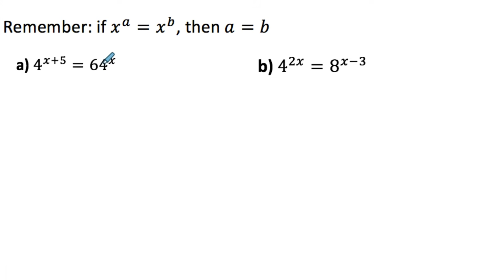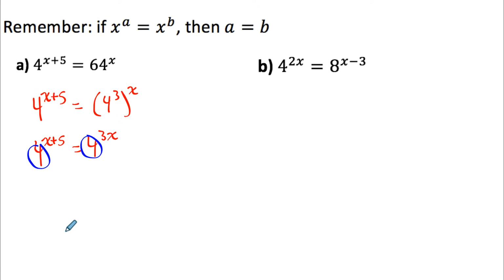Well, 64 I could actually rewrite as a base 4 power. 64 is 4 cubed, so I'll change the 64 to 4 cubed. And now I'll use my exponent rule that tells me if I have an exponent on top of an exponent, I multiply them. So 3 times x, I would just write that as 3x.